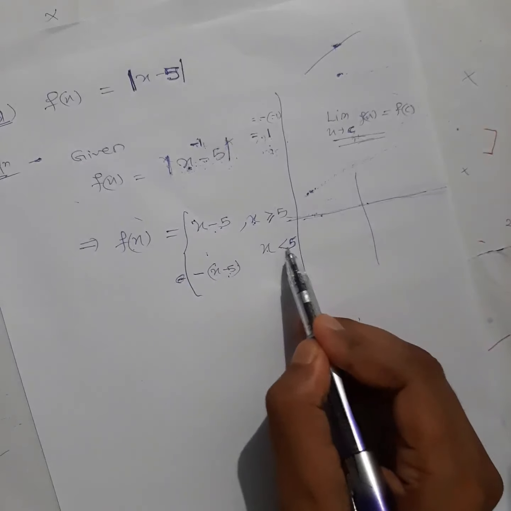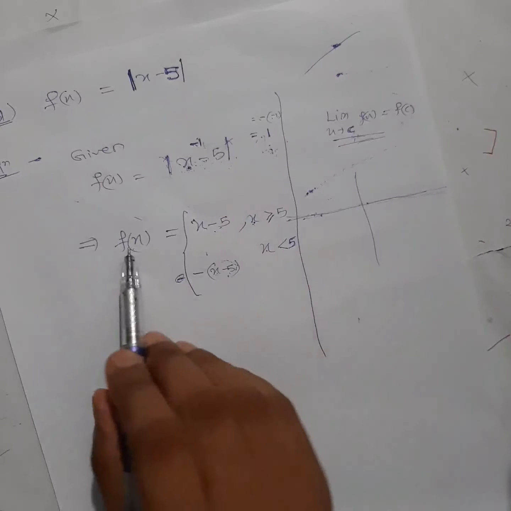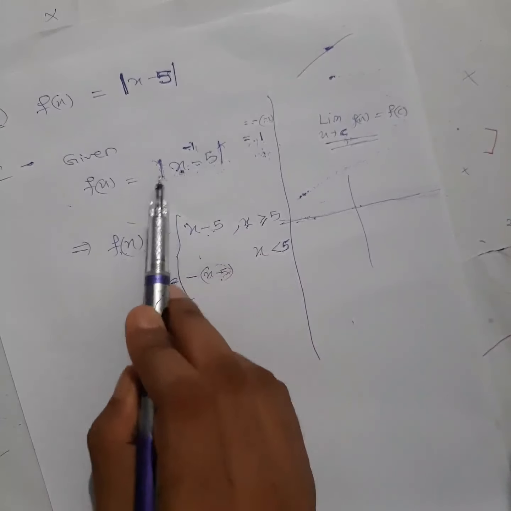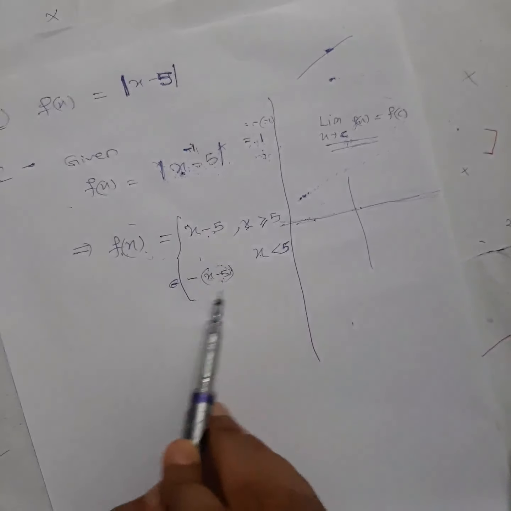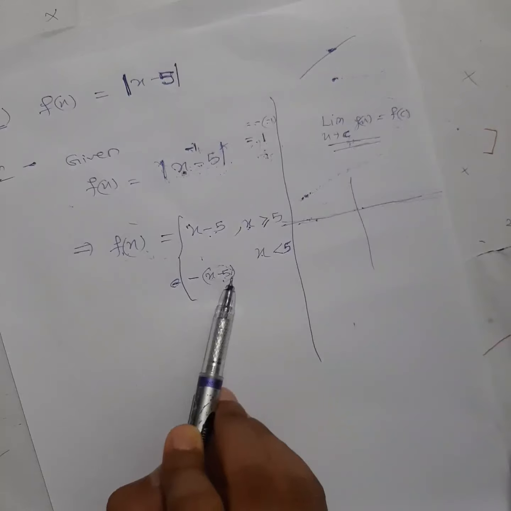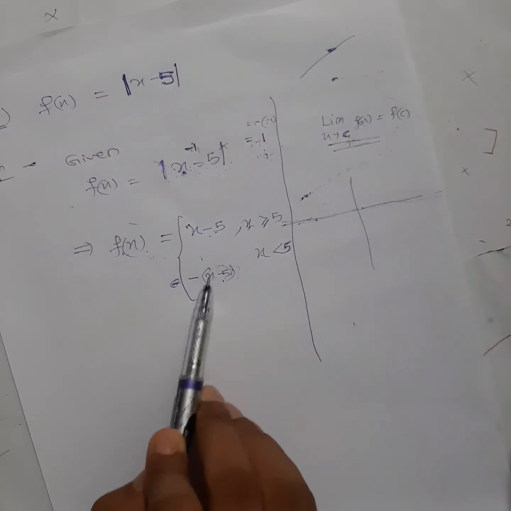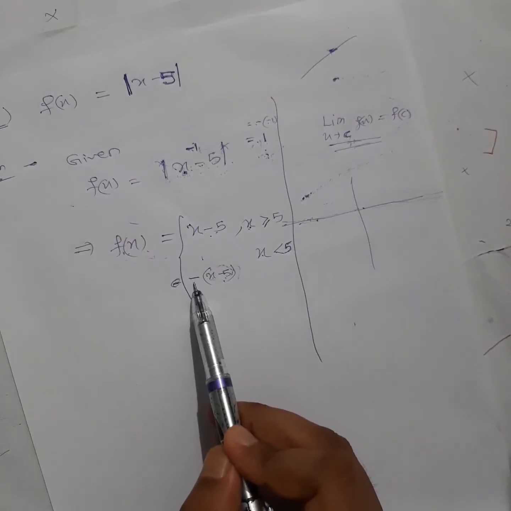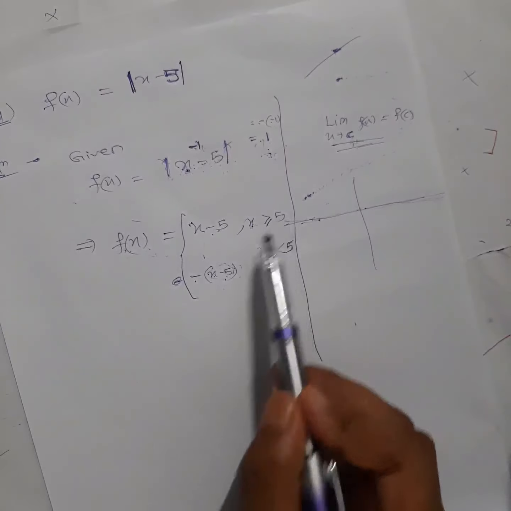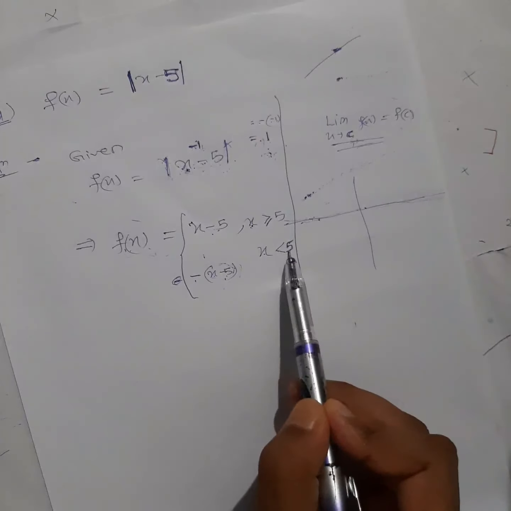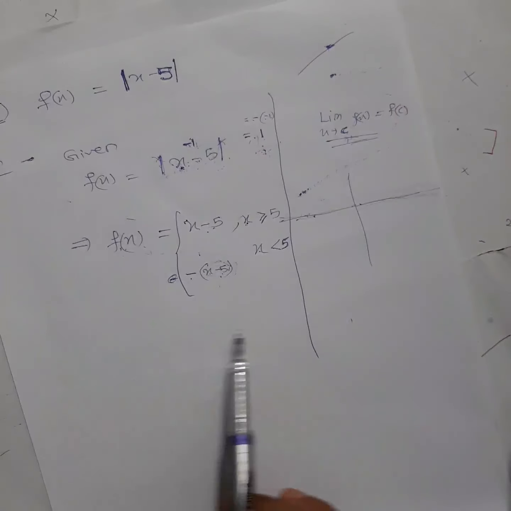When you take x less than 5, this portion will be negative. But we know that the function f(x) is a modulus function, so its output will always be positive. So this answer must be positive. If I take x less than 5, this will be negative, but the function must be positive. So if you want to make this positive, what will you do? Put one more minus here. Okay, so I have defined this function in this way. When your x is greater than or equal to 5, it will be x minus 5. When your x is less than 5, it will be minus of x minus 5. Now it will be easy for us to deal with the limit.